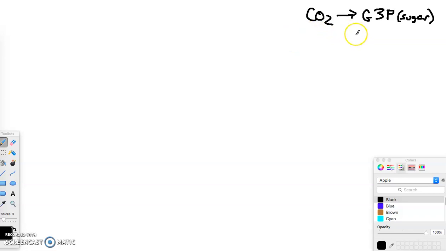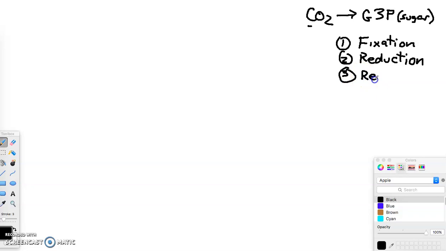In doing this, there are three stages. Stage one is fixation, where we fix the carbon from CO2 into a carbohydrate. The second stage is called reduction. Remember oil rig, or redox reaction. In this case, we are going to reduce the molecule toward the end. And three, we are going to regenerate our starting material.